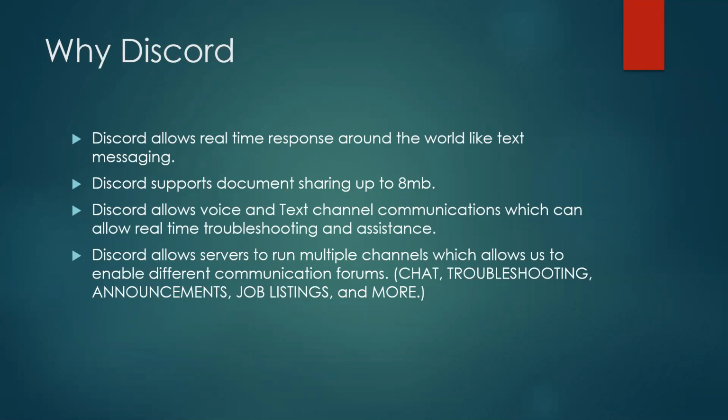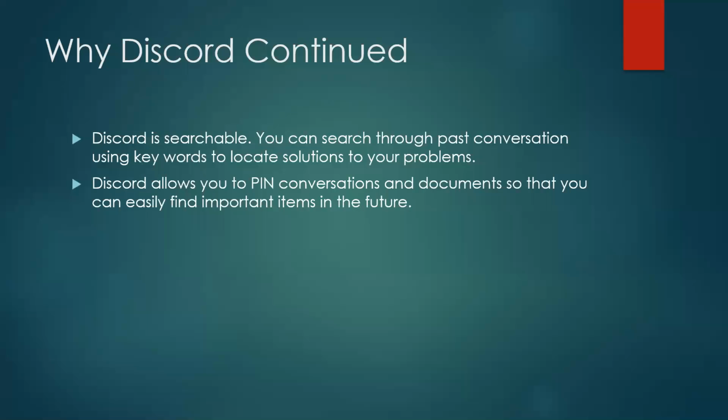Discord also has multiple channels, and we're going to go over the different channels that we have enabled. There's a chat channel, troubleshooting, announcements, a job listing channel and a few others that we'll discuss as well. Discord's a searchable forum, so you can search the history. Anything that has been talked about in the past, you can use keywords and search it. You can also pin conversations and information that people share so that it's easy to find later on. We'll go over how to pin something and how to use the search box at the top as well.